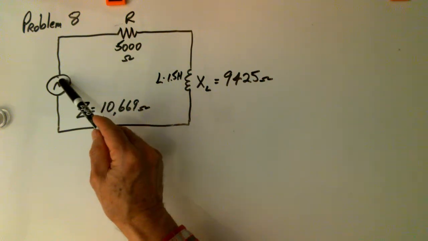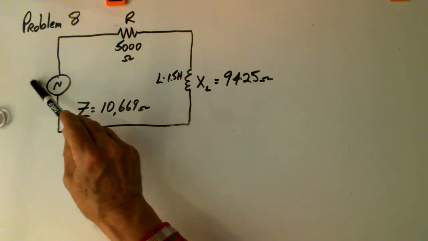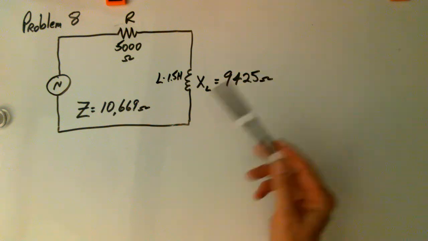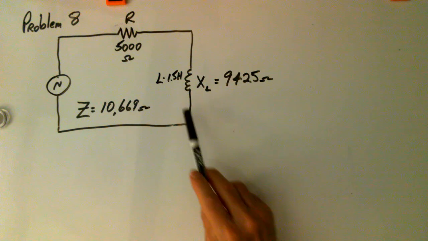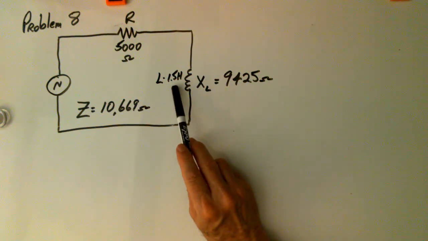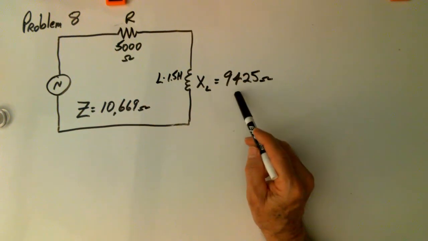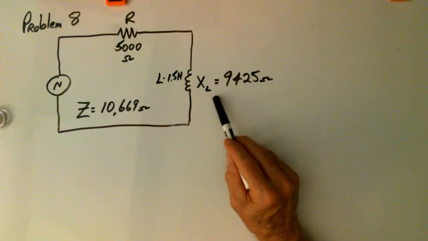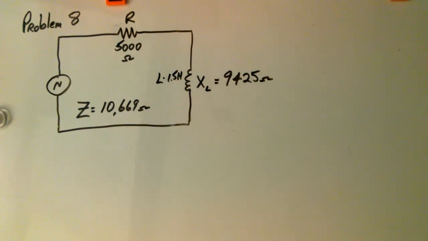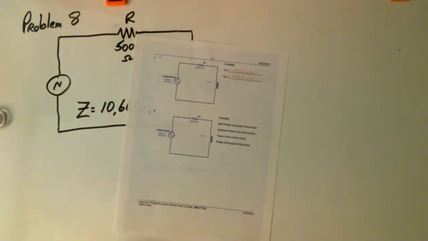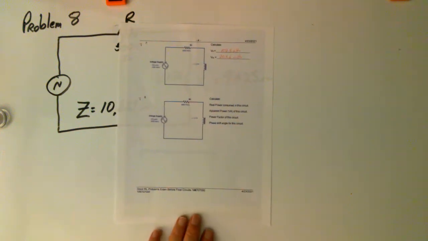I haven't bothered to put in the frequency or the voltage for the power supply, mainly because we said it was 1,000 hertz, and a 1.5 Henry inductor contributes 9,425 ohms of inductive reactance at that frequency. So everything I've got right here is in ohms, and problem number 8, and I'll just lay it here. I don't know if you can read it or not, but there it is.